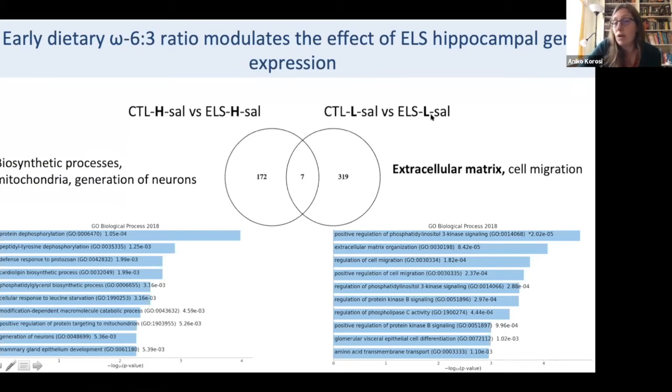So keep in mind, under the low diet, these early life stress animals no longer exhibit these deficits that the early life stress animals under the high diet exhibit. So these GO terms, or these genes, can give us a leeway on the possible targets that could be taking a role in how this diet exhibits its beneficial effects.